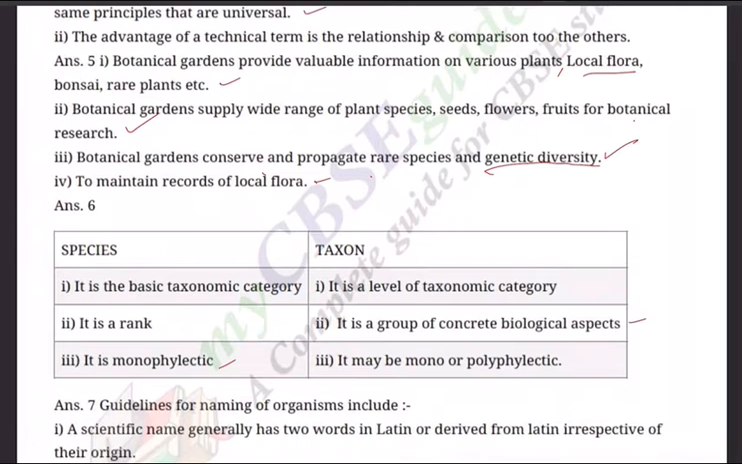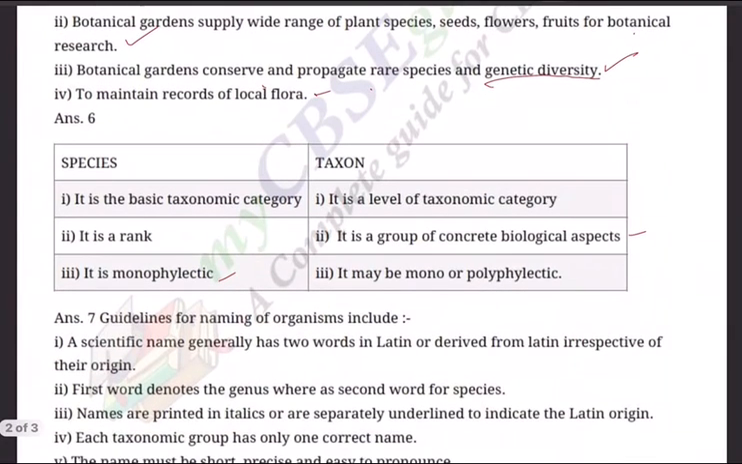It may be mono or polyphyletic. Of course, we always define species as a group of organisms that live in a particular habitat, exhibit similarities, interbreed among themselves, and produce similar offspring. So that's how we define species. Taxon is a hierarchy. So many taxa are there in the hierarchies.